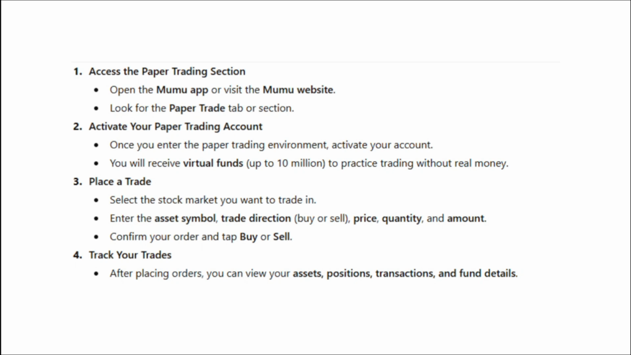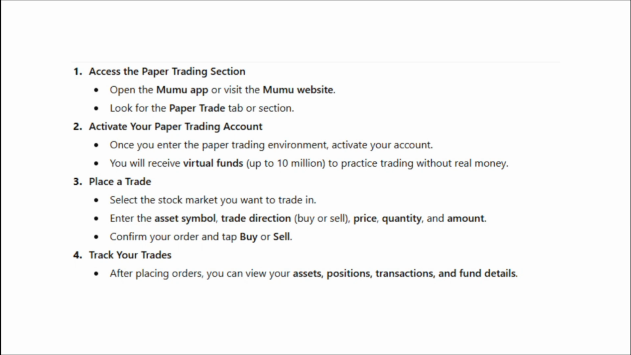You can now place a trade. Select the stock market you want to trade in, and enter the asset symbol and trade direction, you can buy or sell, then enter price, quantity, and amount. Then confirm your order and tap buy or sell.